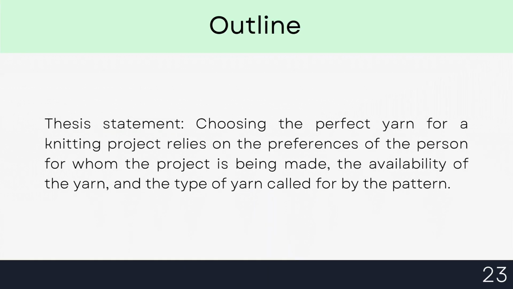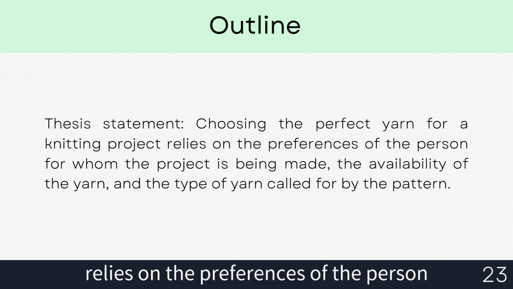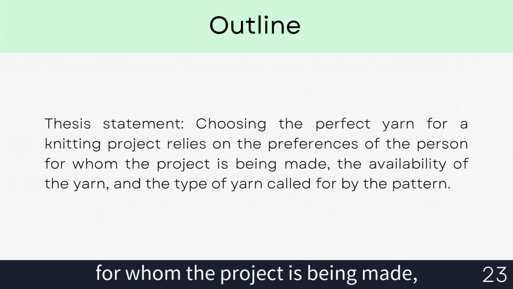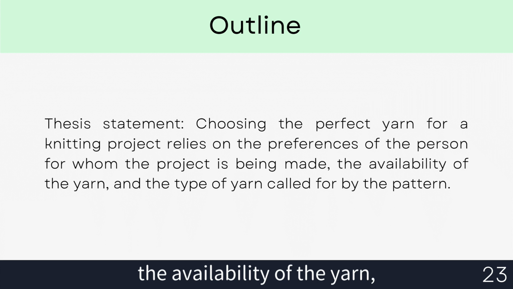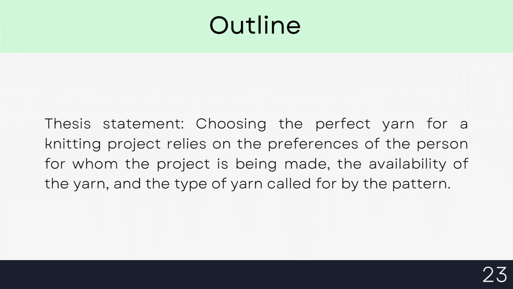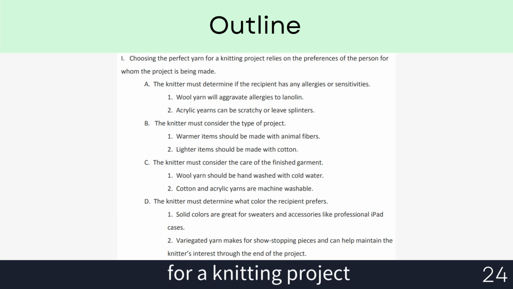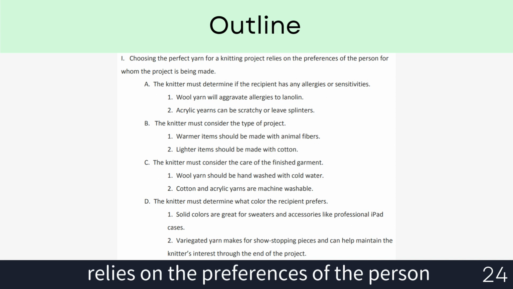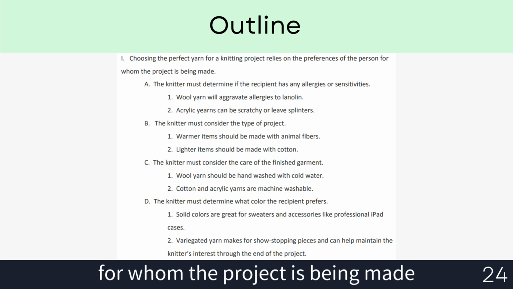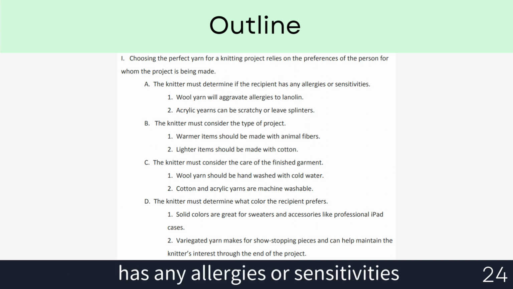Thesis statement. Choosing the perfect yarn for a knitting project relies on the preferences of the person for whom the project is being made, the availability of the yarn, and the type of yarn called for by the pattern. 1. Choosing the perfect yarn for a knitting project relies on the preferences of the person for whom the project is being made. A. The knitter must determine if the recipient has any allergies or sensitivities.